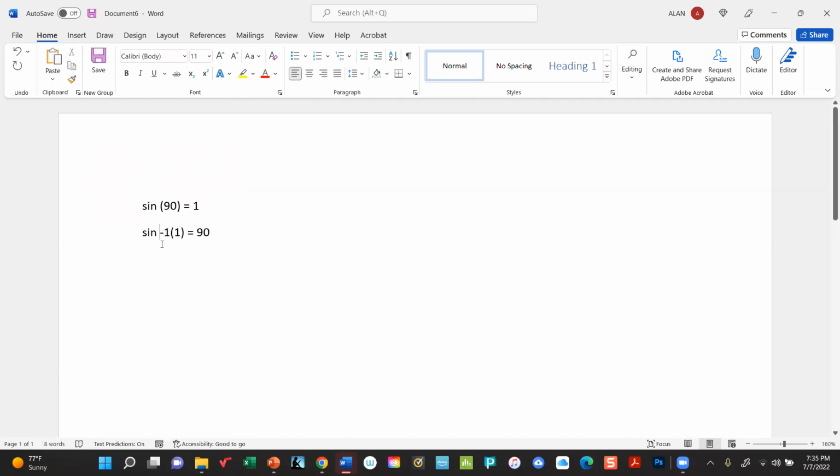Oh, I almost forgot. I'm getting so used to PowerPoint. In Word, there's actually a command up here that lets you do exponents directly. Okay, so in other words, the sine of 90 is 1. The arc sine of 1 is 90. Well, we can do something similar with derivatives. Let's say, for example, that our function is x cubed.